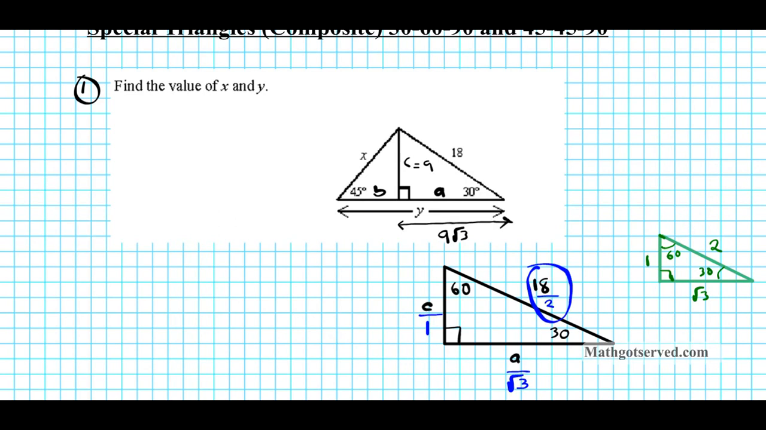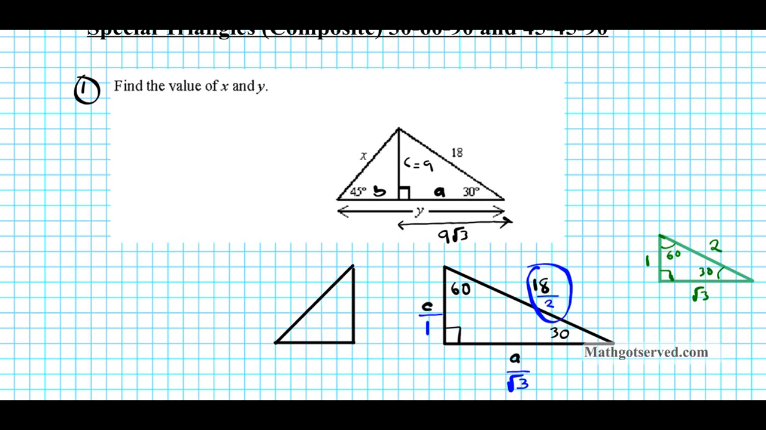This is the 45, 45, 90 triangle. Let's go ahead and sketch it over here. We're treating them independently. Let me put it right here so you can see that they're actually separated from one another, like that.